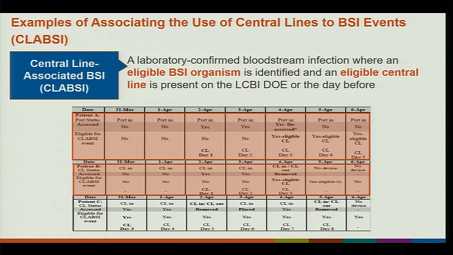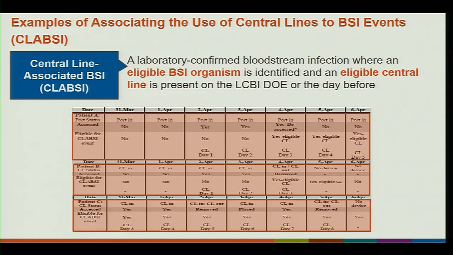Patient B becomes eligible for a CLABSI on 4-4, central line day 3 through 4-5. An access central line had been in place greater than 2 consecutive calendar days, making it an eligible central line on 4-4. Please note, the central line was in place a portion of the day on 4-4. A BSI date of event on the day of or the day after device removal or the patient is discharged will still be considered a device-associated infection, or in this case, a CLABSI.